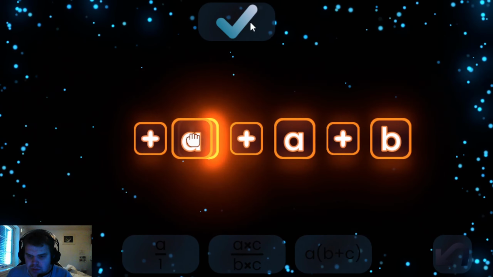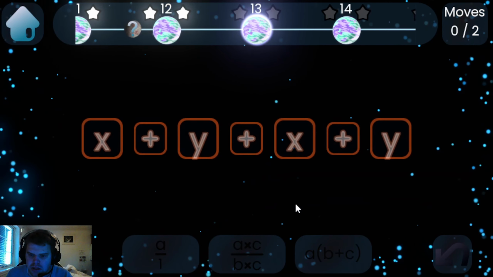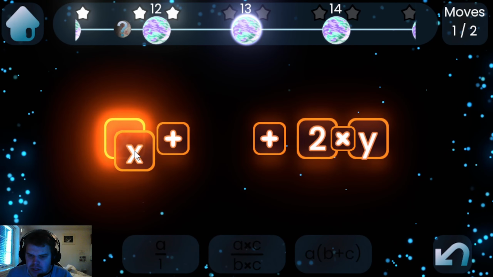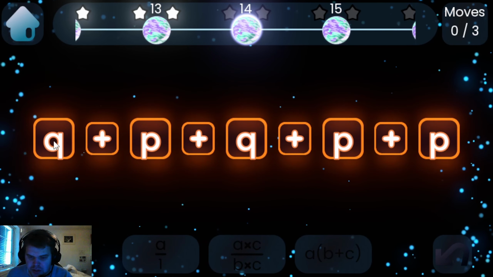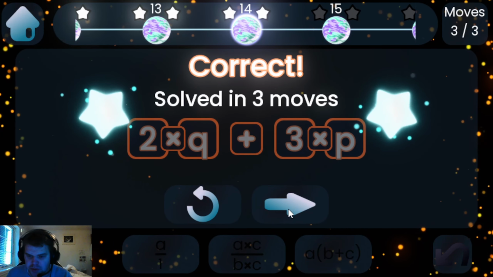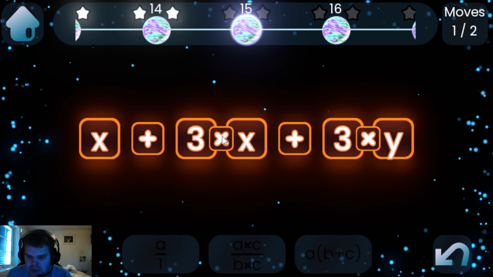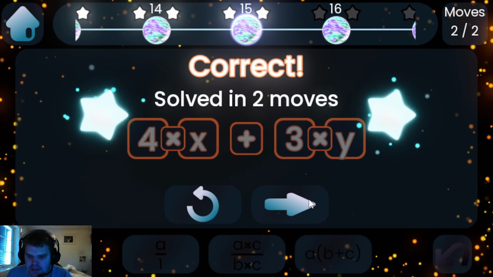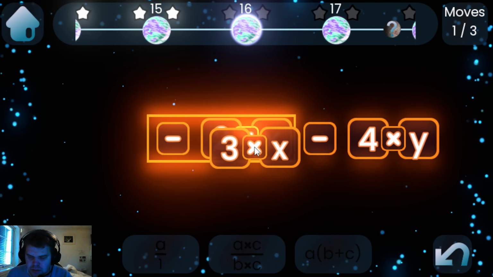Alright, so this one is just showing to keep like terms together, so A on A, B on B, Y on Y, X on X. And then this one is a little bit of a troll level that I thought was fun because Q and P look so similar, to give a little bit more of an extra challenge. So yeah, Y on Y, X on X. And each level is just continuous like this, but they gradually get more terms.